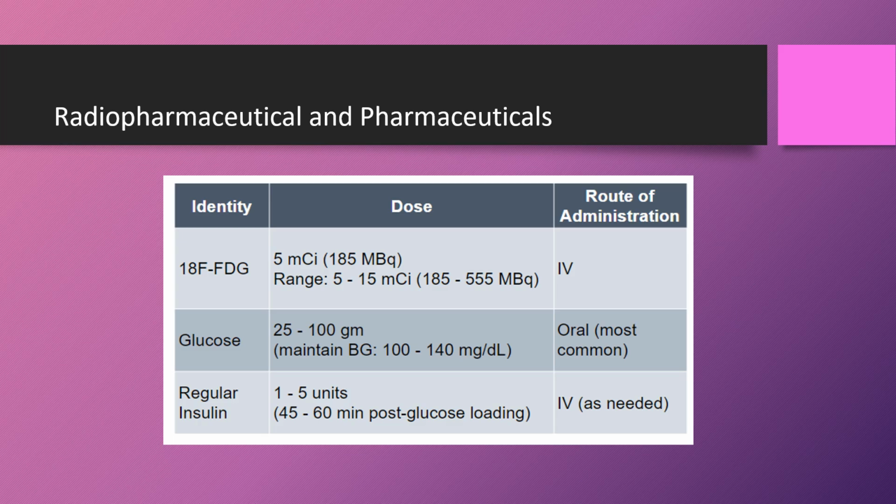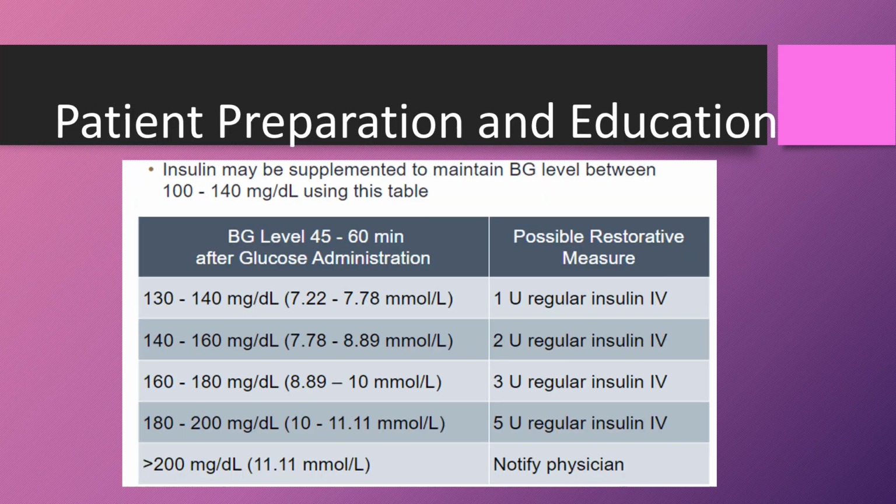And then 45 to 60 minutes after the glucose loading, insulin may be supplemented to maintain that ideal blood glucose level. It is ideal for the glucose to be between 100 and 140 milligrams per deciliter. Using this table adjusts for how much insulin you would give. And if their blood glucose goes above 200, you may want to notify the physician.